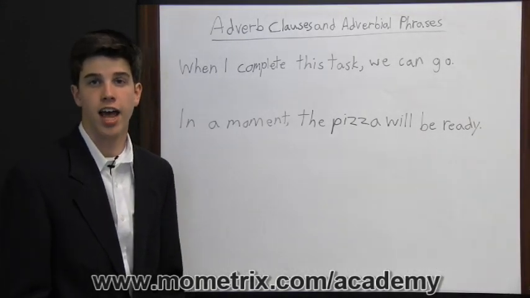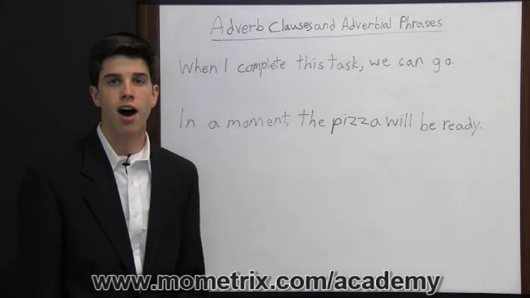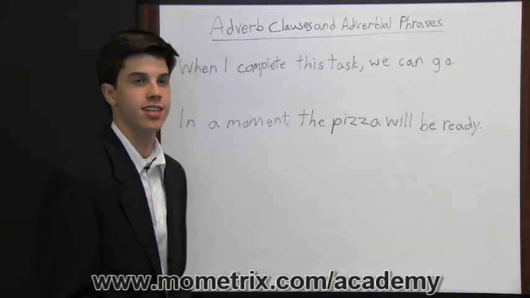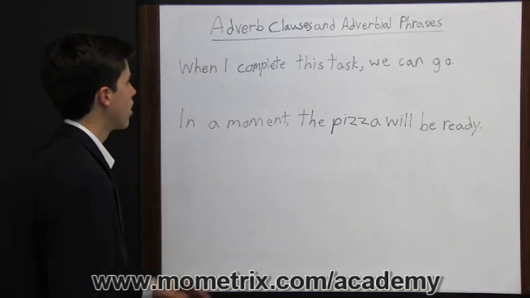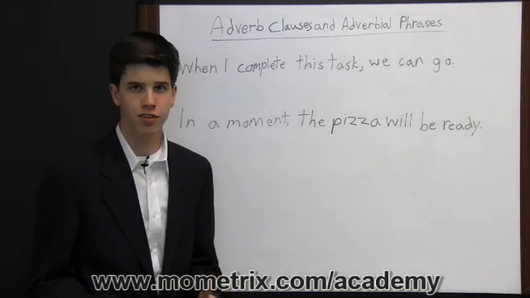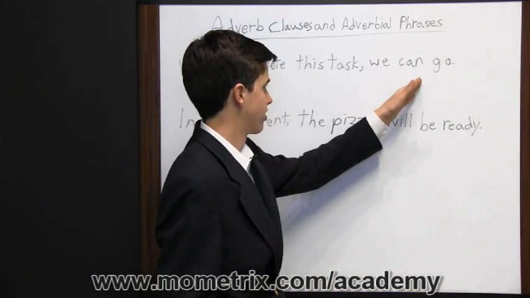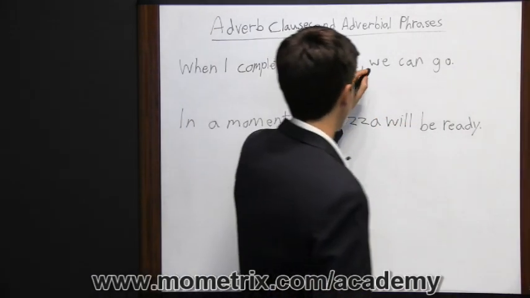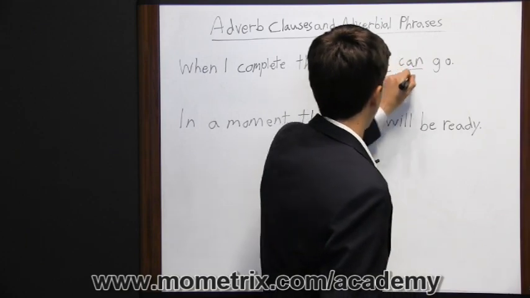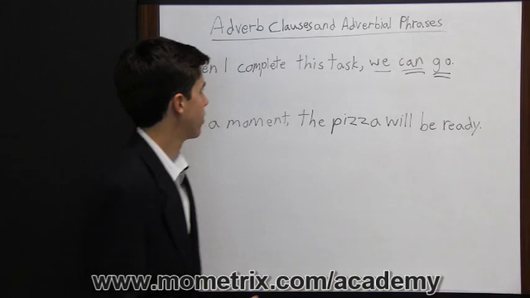Adverb clauses and adverbial phrases are groups of words that play the role of an adverb. So let's take a look at this example sentence on the board. When I complete this task, we can go. Now the meat of this sentence, the subject and verb, comes in the later part of the sentence. We can go. We right here is the subject and can go is the verb phrase.